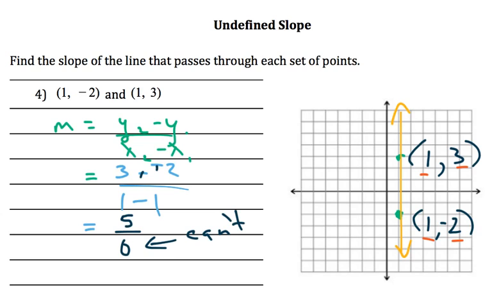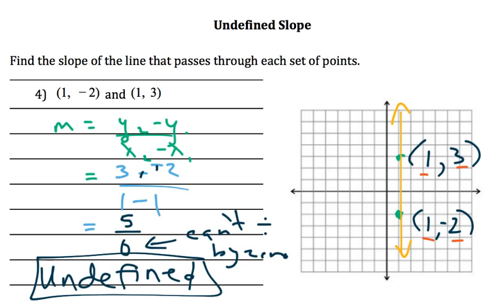For this problem, make a little note, can't divide by 0. And then put an equal sign. Well, just write undefined. You obviously wouldn't have to write can't divide by 0 every single time. You wouldn't have to do that. But you would tell us that the line is undefined.